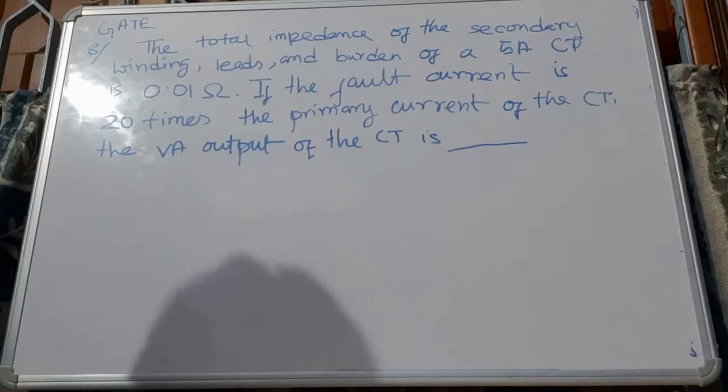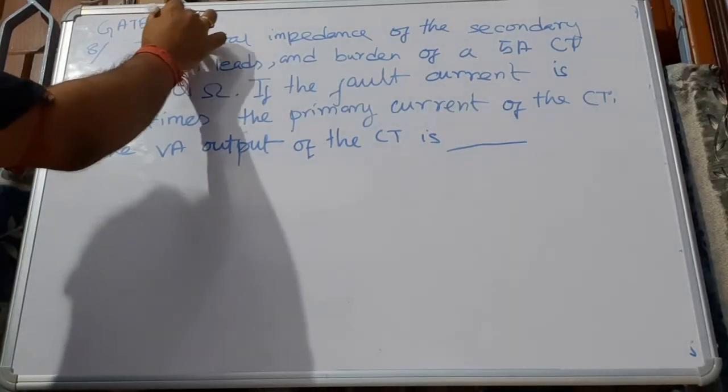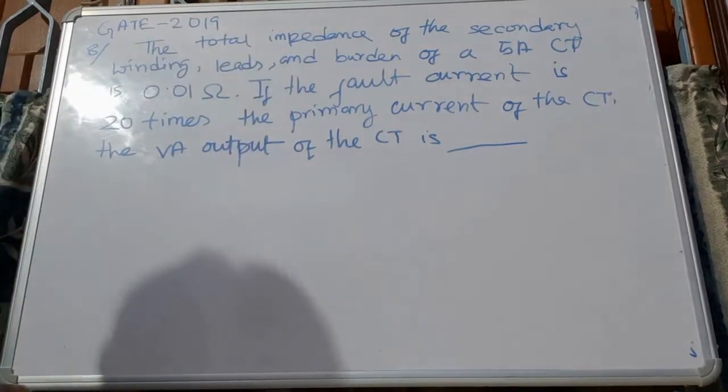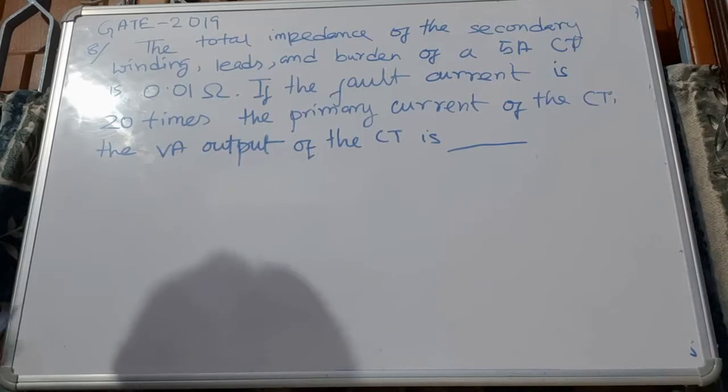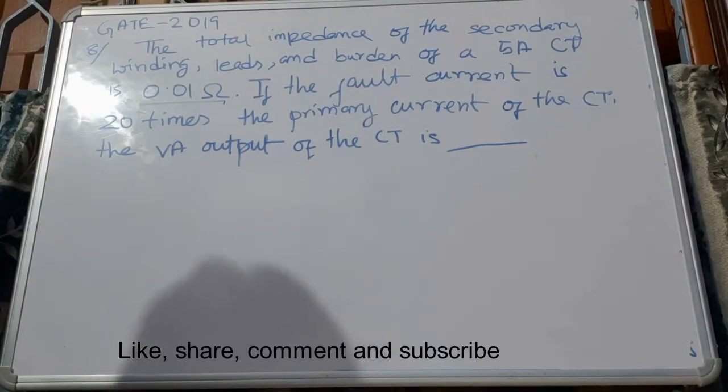This is problem number 8 for GATE 2019. The total impedance of the secondary winding, leads and burden of a 5 ampere CT is 0.01 ohm. If the fault current is 20 times the primary current of the CT, the VA output of the CT is.